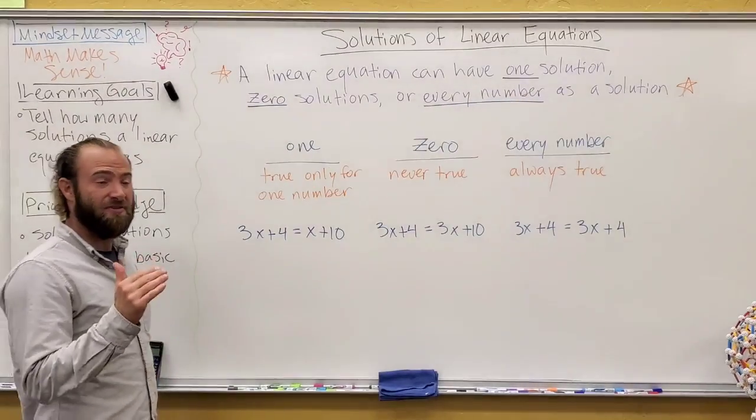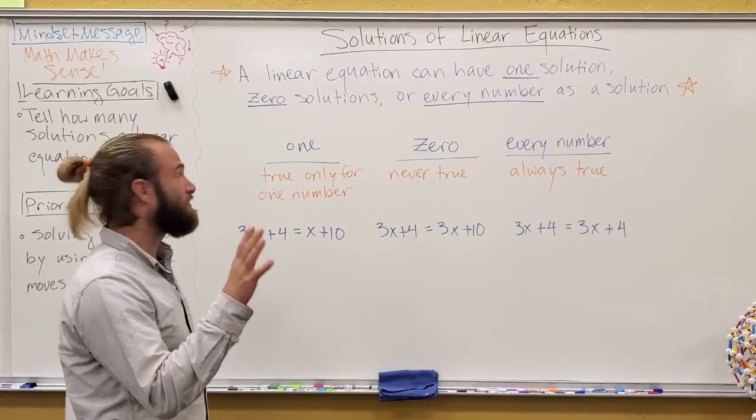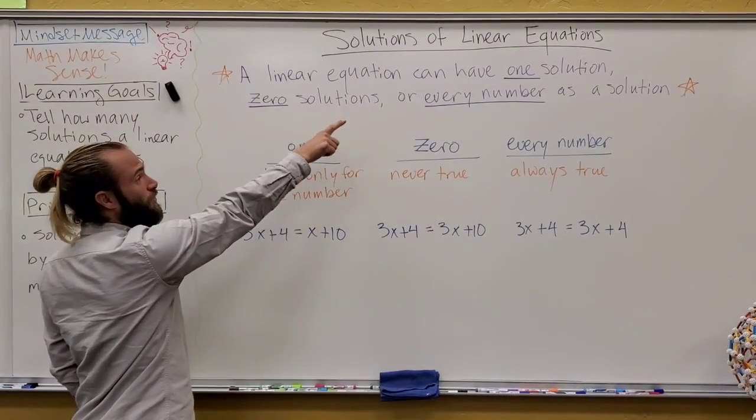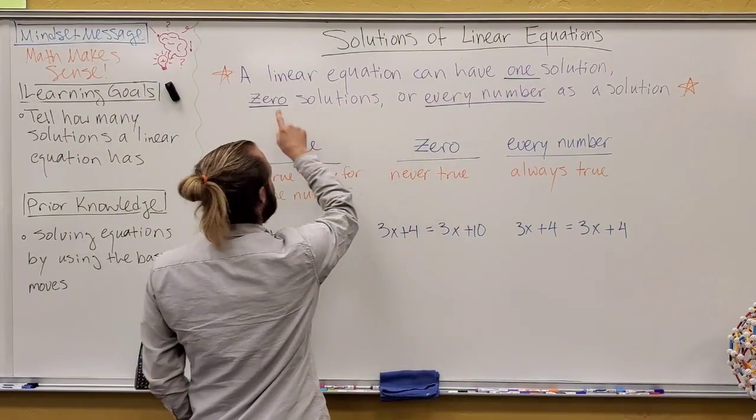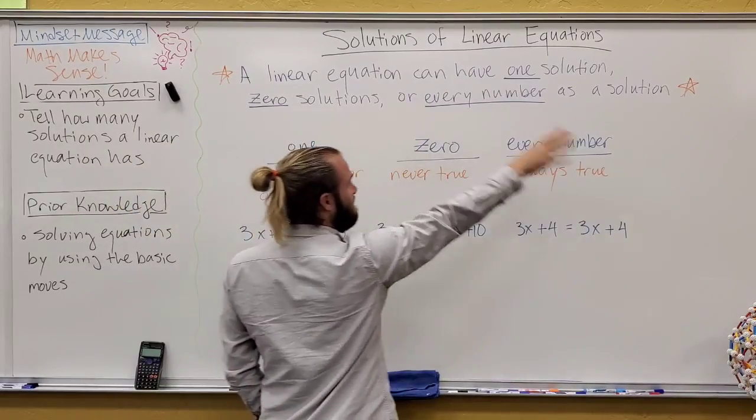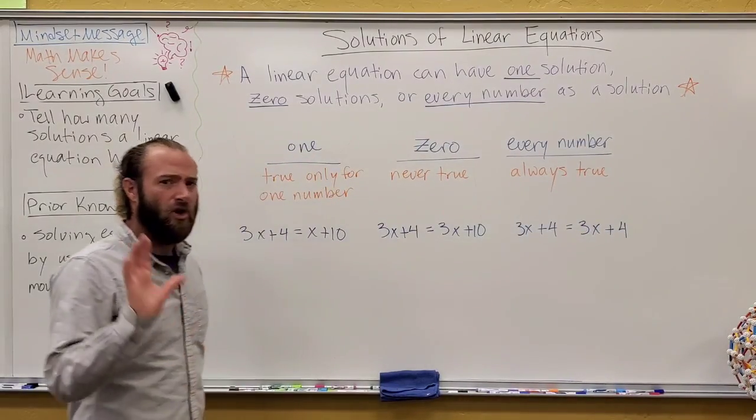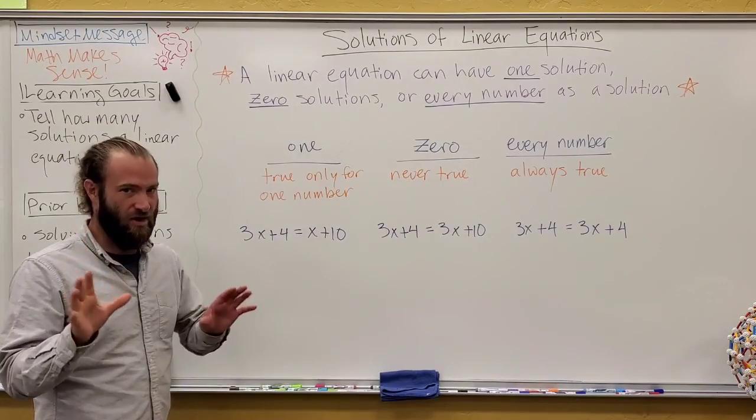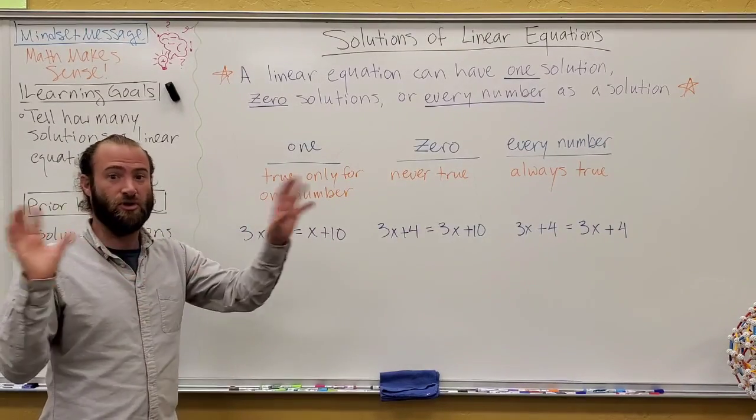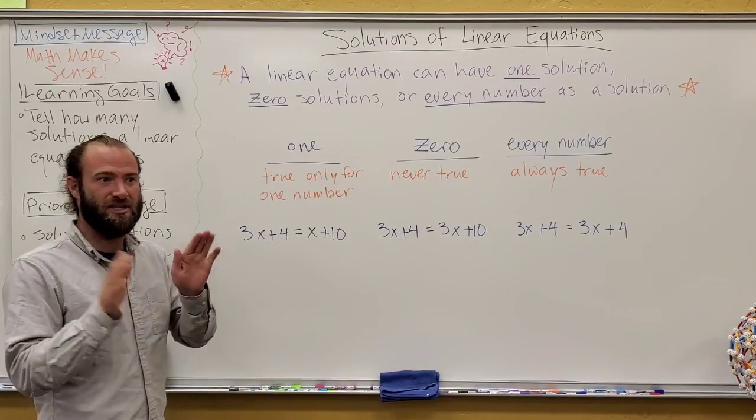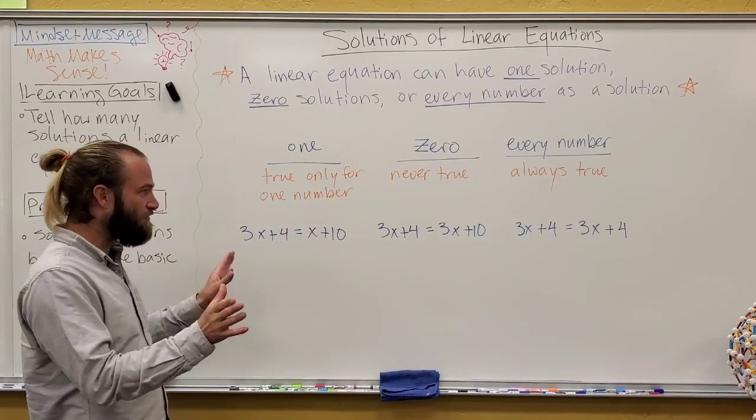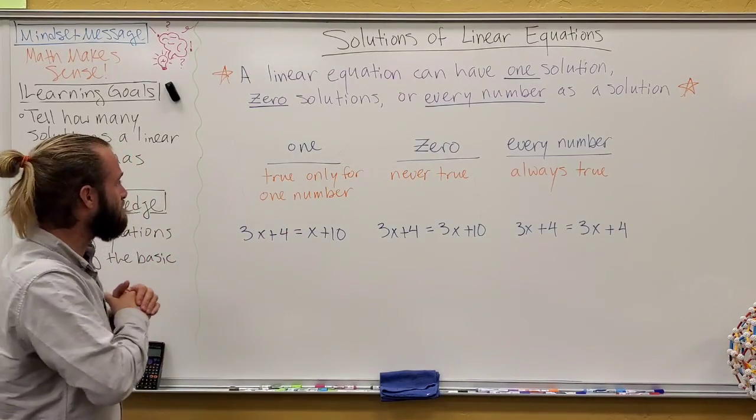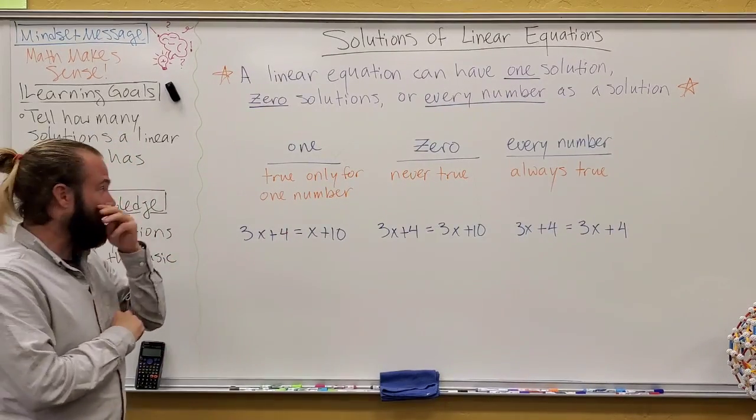So our next fact for the day, or our most important idea for today, is that a linear equation can have 1 solution, 0 solutions, or every number as a solution. We're only focusing on linear equations that have 1 variable for now, not 2 variables or more. We saw some examples that had x and y, but for now we're focusing on just 1 variable, okay? So let's take a look at these 3 cases.